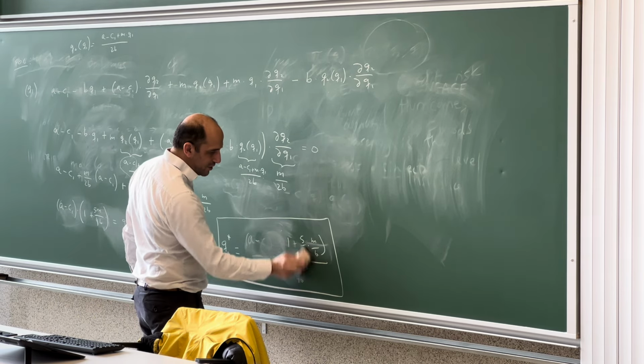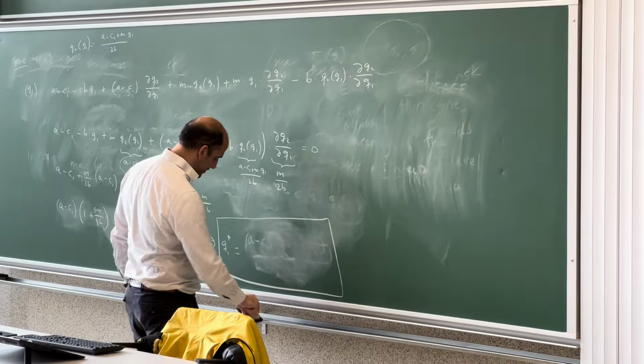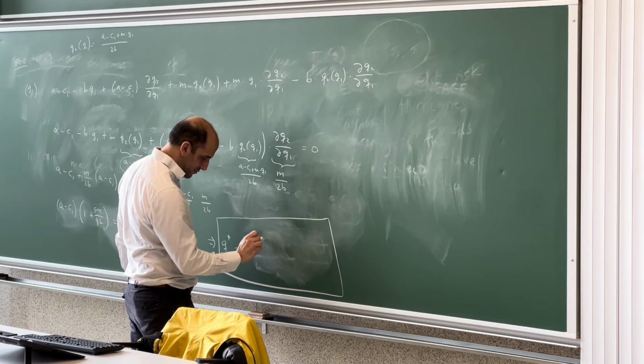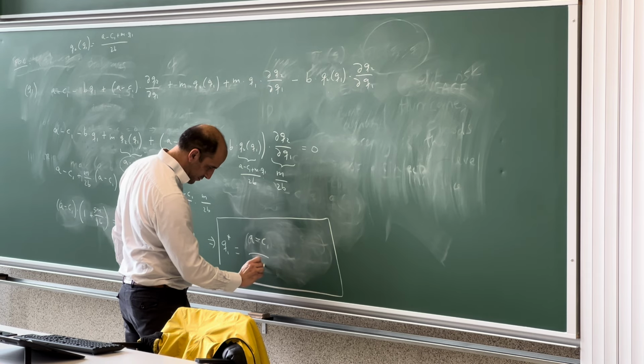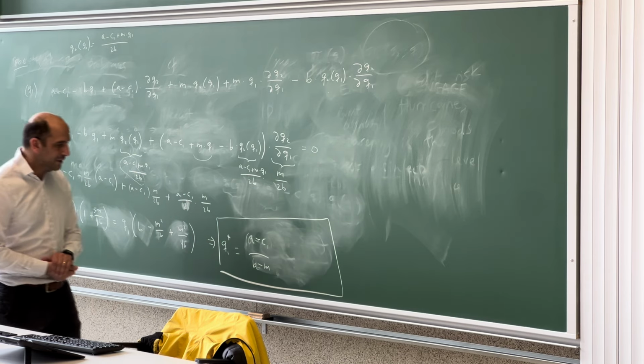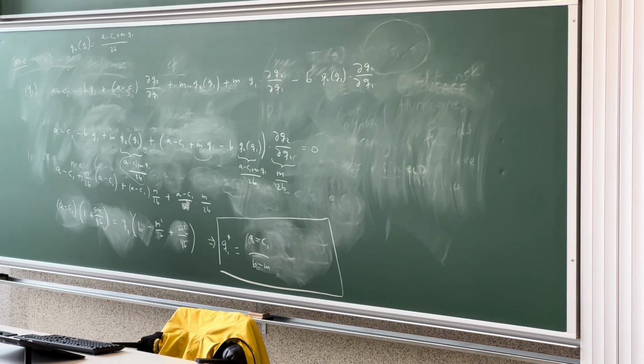Okay, the final expression is interesting because again quantity 1 and quantity 2 are going to be the same, but the social planner makes the monopolist produce more.